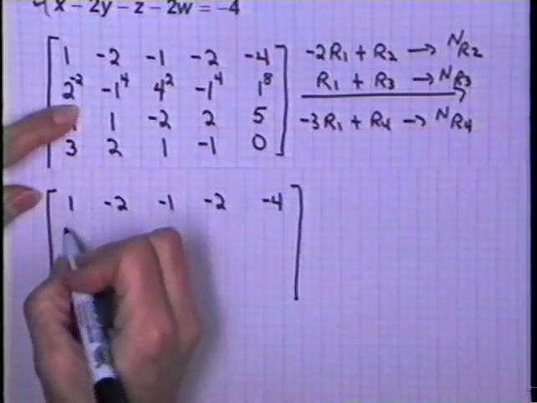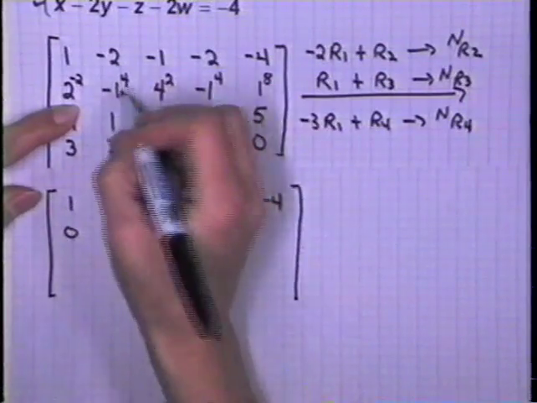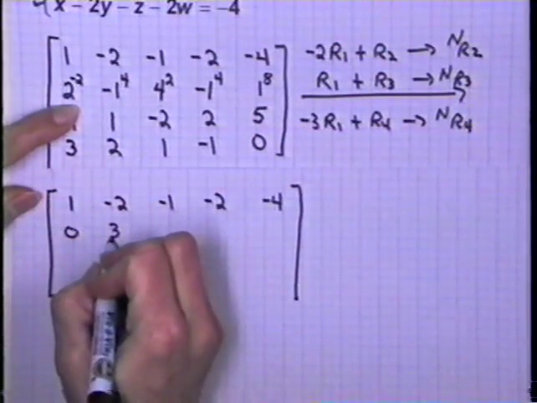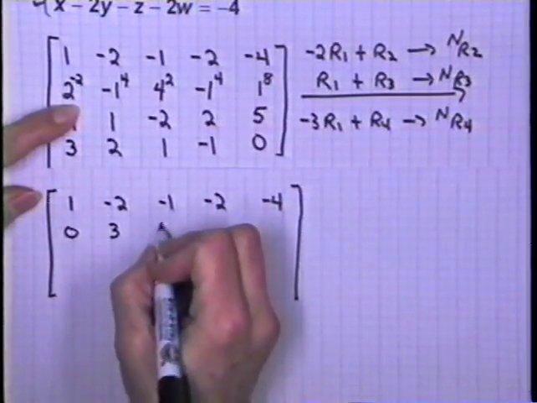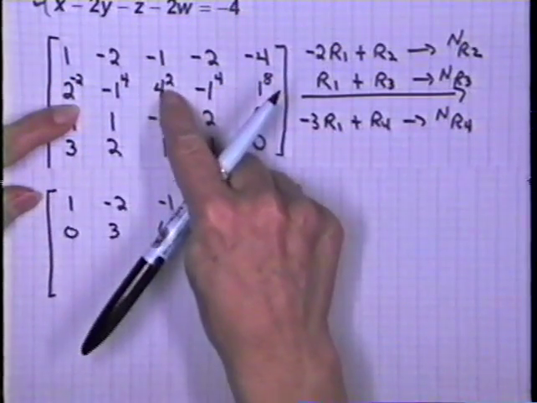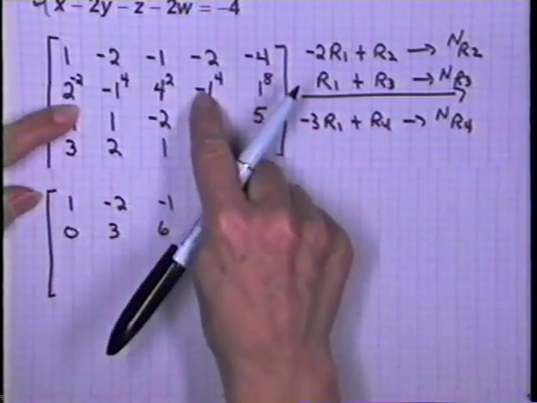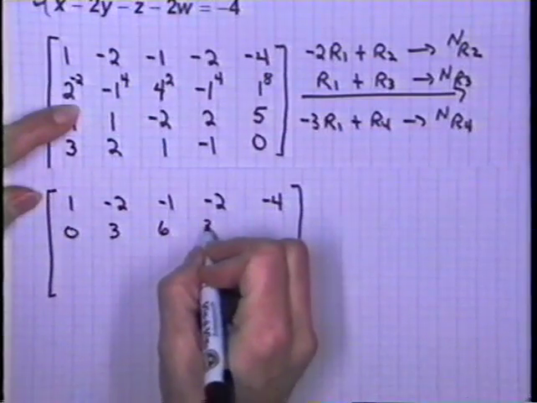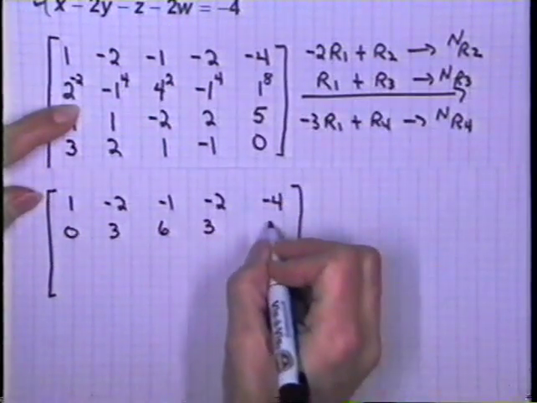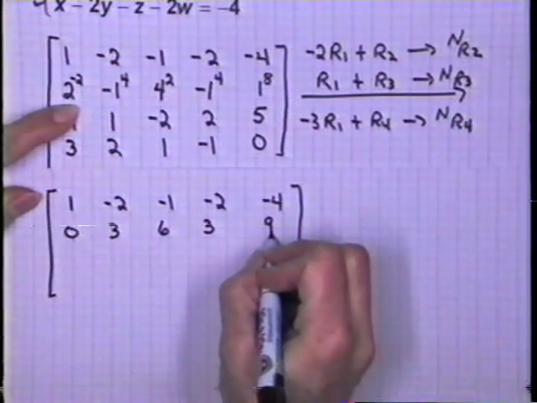I get a 0. 4 and -1 gives me a 3. 4 and 2 gives me a 6. Remember, you're adding those. Don't let that look like 4 squared. -1 and 4 added together gives me 3. And 1 and 8 added together gives me 9.